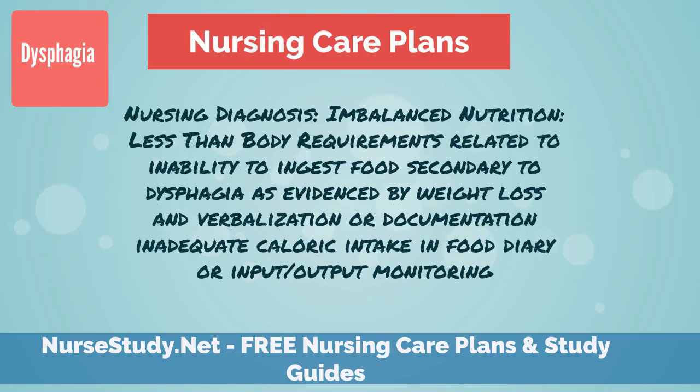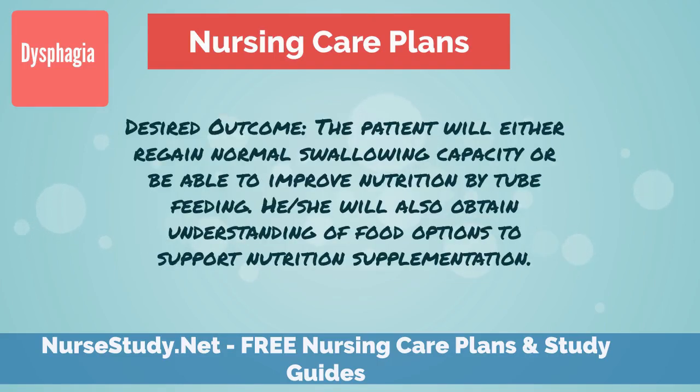So our nursing diagnosis would be imbalanced nutrition, less than body requirements, related to inability to ingest food, secondary to dysphagia as evidenced by weight loss and verbalization or documentation of inadequate caloric intake in food diary or intake and output monitoring. Our desired outcome would be that the patient will either regain normal swallowing capacity or be able to improve nutrition by tube feeding. He or she, the client, will also obtain understanding of food options to support nutrition supplementation.